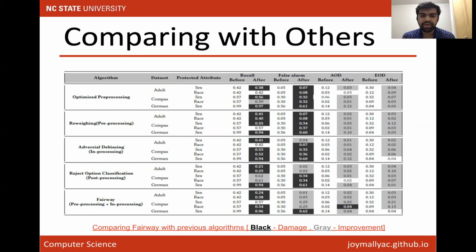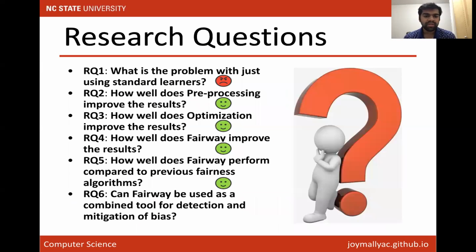While in the case of Fairway, look at the false alarm. Fairway is not reducing the false alarm, but not increasing the false alarm that much either. That means Fairway is somehow better. We're keeping the performance of the model the same while reducing the bias. So that's the main takeaway from this slide. So we got the answer for RQ5.